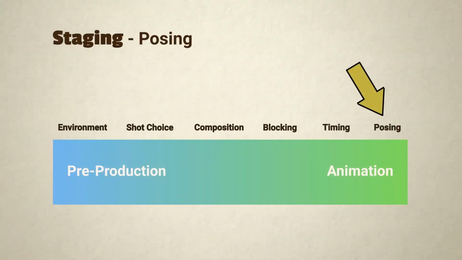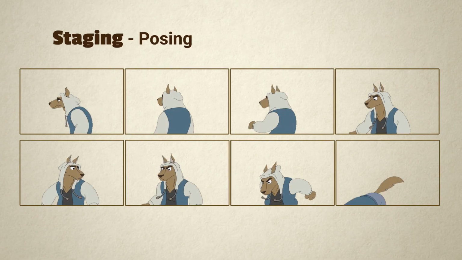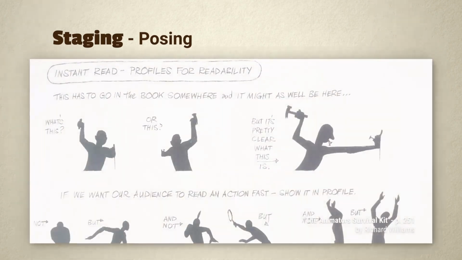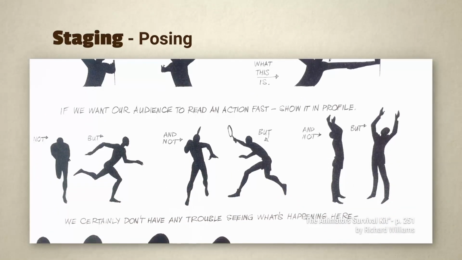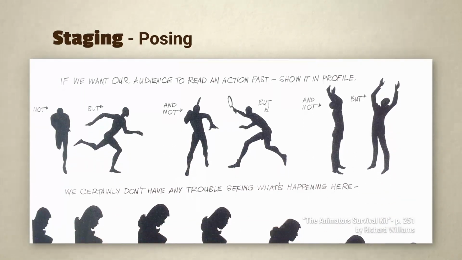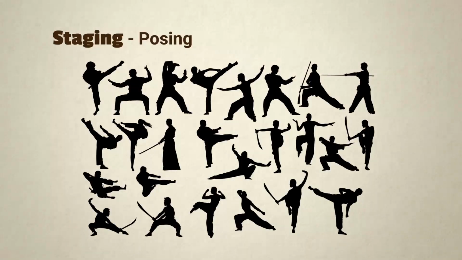Now we're getting down to the details of character animation. Your animation is made up of a series of poses. As you choose poses, make sure to consider the staging to make sure each pose is as clear as possible. The best way to do this is with the silhouette rule. Your character and whatever they're doing should be crystal clear just from their silhouette.